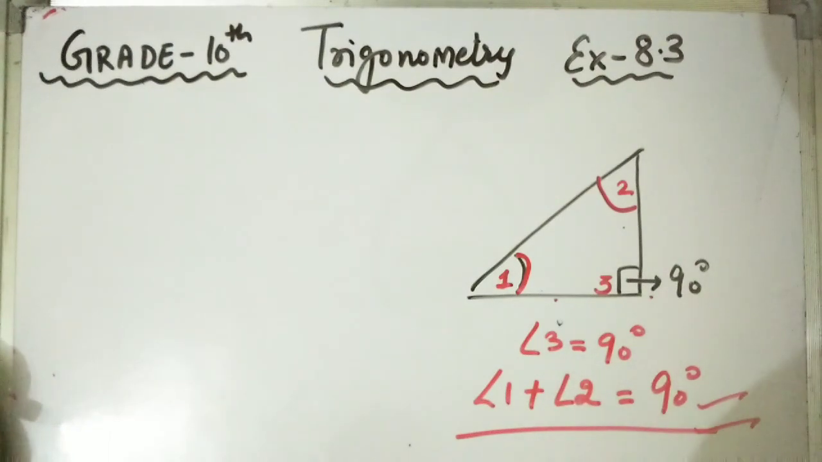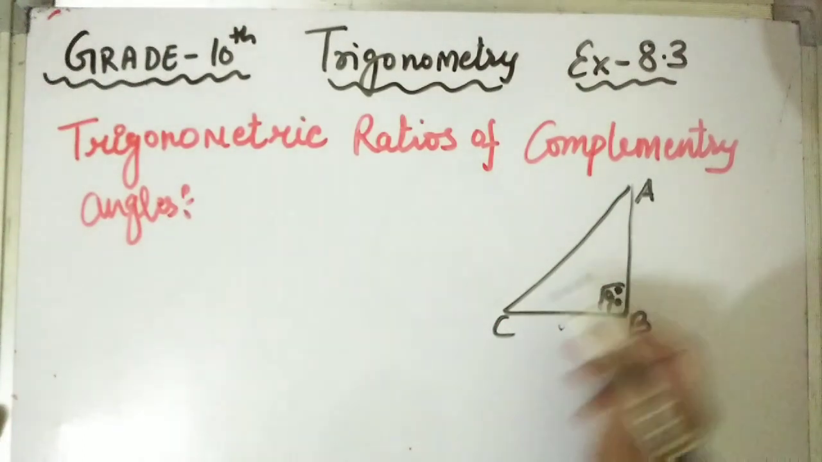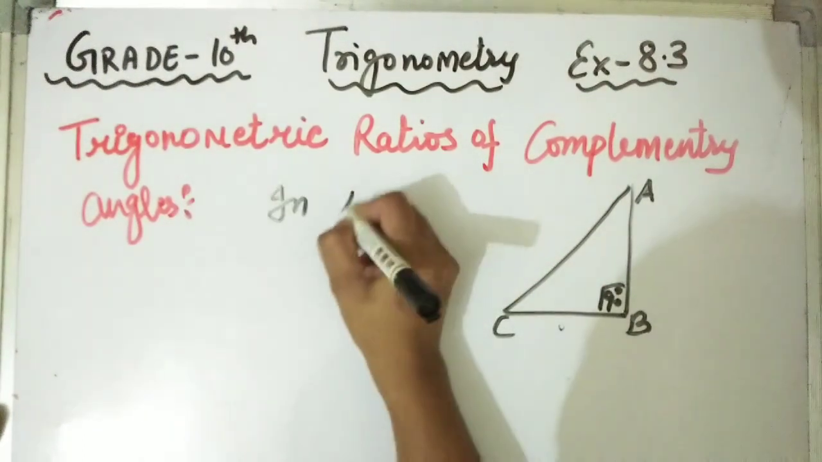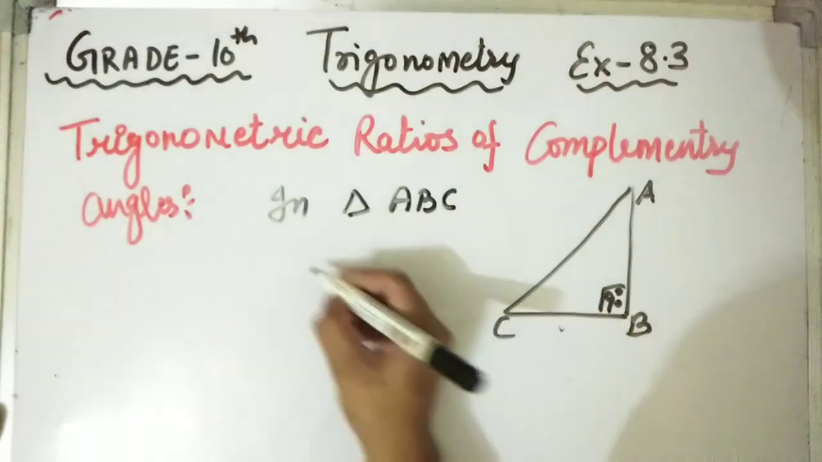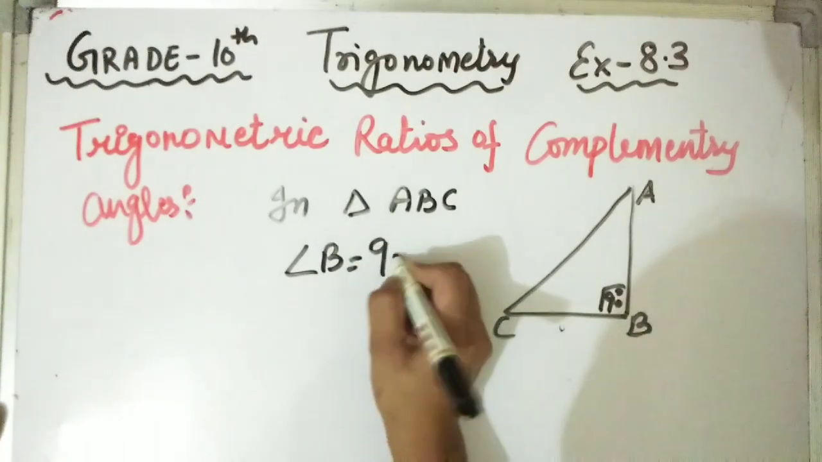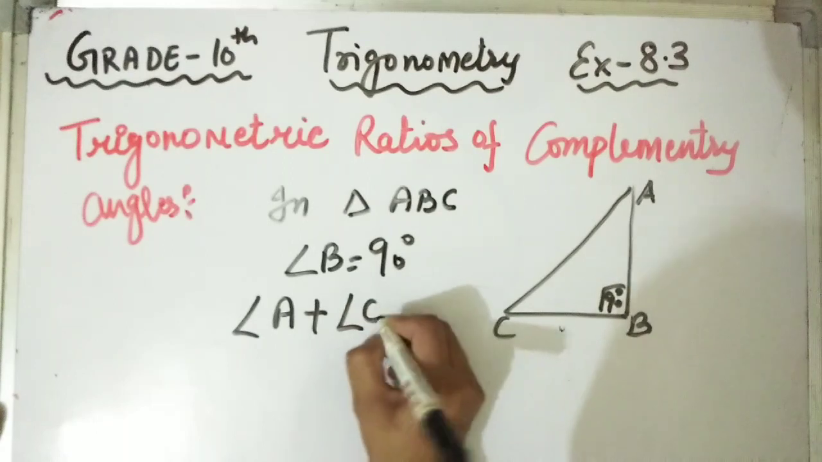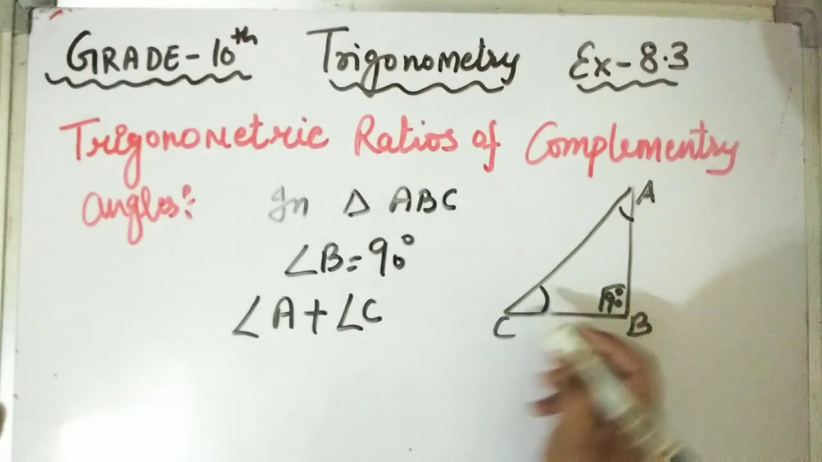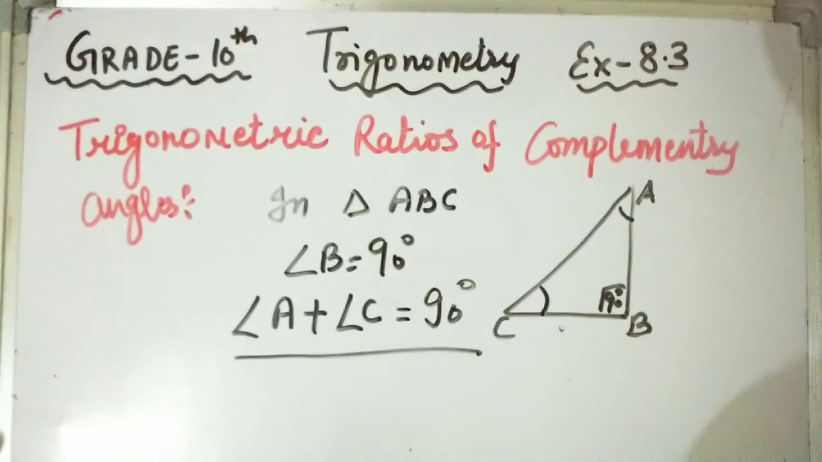So today in this session I am going to discuss the trigonometric ratios of complementary angles. Please write down the topic. So students, please note it down. If you are taking triangle ABC, in triangle ABC, as you have seen, angle B is 90 degrees, and I have already told you about angle A plus angle C. What will be its sum? Its sum is 90 degrees, right?